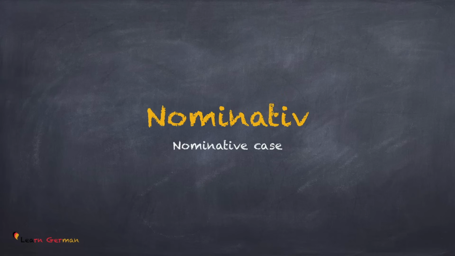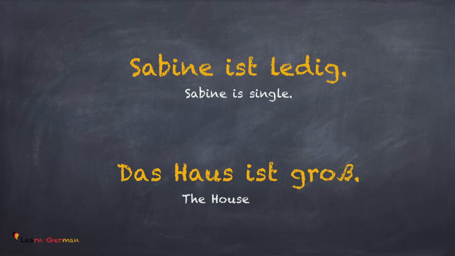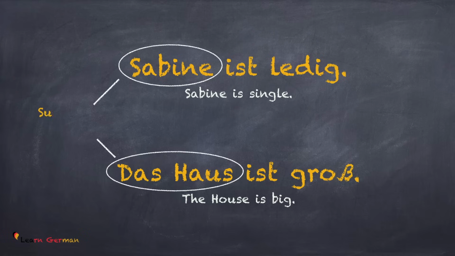Nominative. Well, the most important thing in a sentence to understand is nominative. Let's look at two examples. Sabine ist ledig. Das Haus ist groß. Let's look at the subject in both these sentences. Sabine and das Haus. Here, the subject is the nominative case. As we have already discussed in the previous chapter, the subject conjugates the verb, in this case, ist.